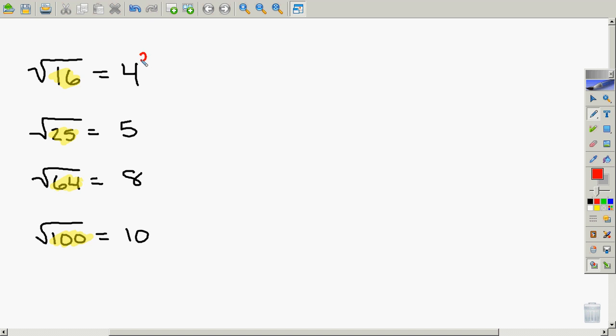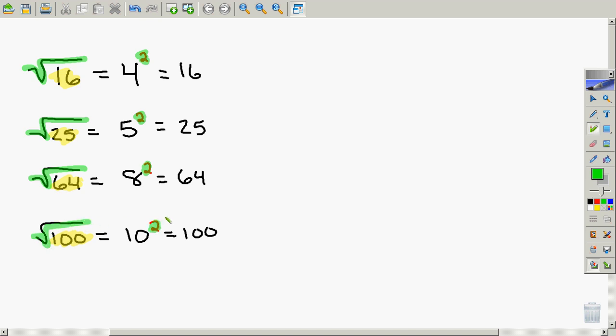We could then take that answer, and to get that highlighted number back, we could do the opposite of square rooting, which is squaring it. And so if I squared each one of these, that means I'd multiply it by itself. 4 squared is 16, 5 squared is 25, 8 squared is 64, and 10 squared is 100. So it looks like square rooting and squaring are opposites. Kind of like adding and subtracting are opposites, and multiplying and dividing are opposites. Same thing with square rooting and squaring.